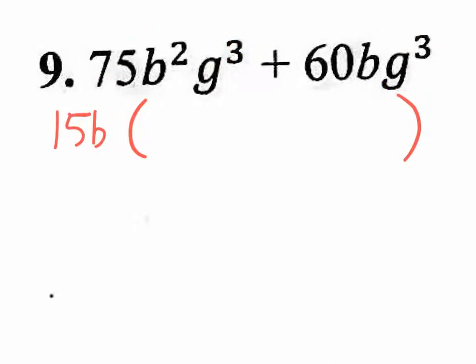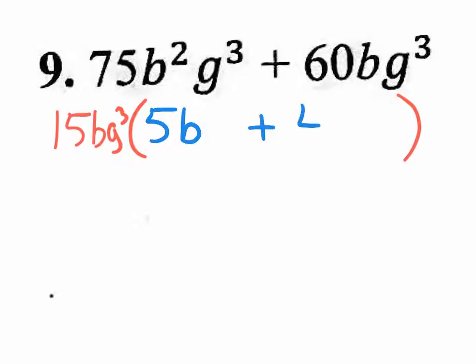So 15b g to the third is our GCF. And then we could look at the inside and say 15b g to the third times what will give me a 75b squared g to the third. And what would our answer be right there? 5b. Perfect. Because 15 times 5 is 75, and b times b is b squared, and the g to the third is already there. And how about the second term?